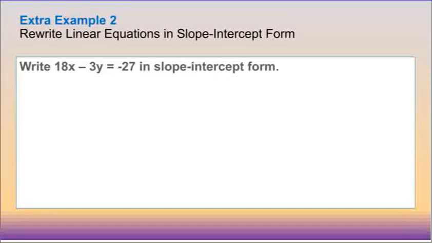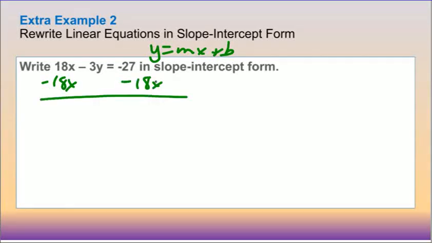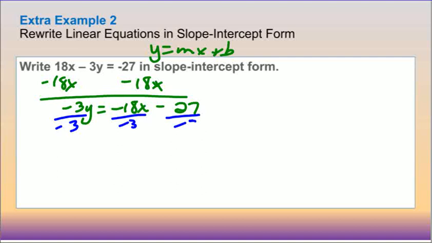Another example from example 2. Put this in slope-intercept form, so y equals mx plus b. Get our y by itself, so I subtract 18x on both sides, and I'm left with -3y equaling -18x minus 27. To get y by itself, I divide by -3 on both sides, and I'm left with y equaling 6x plus 9.